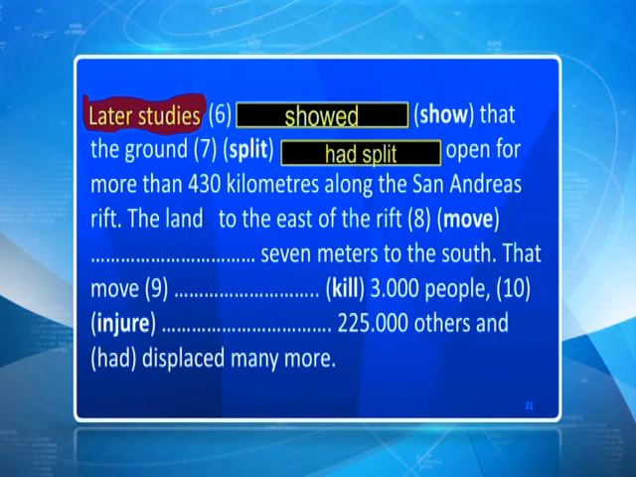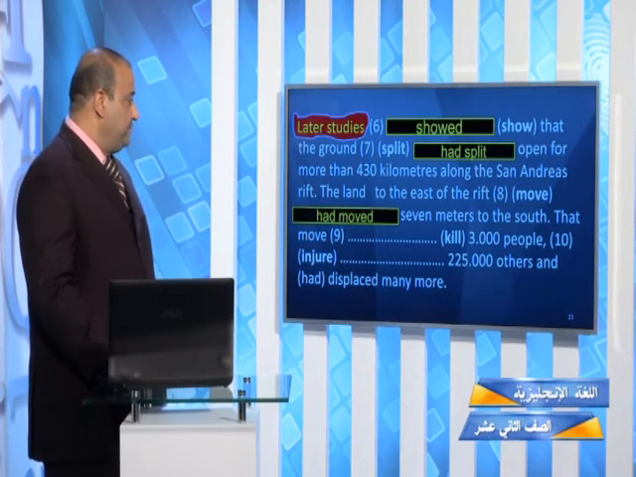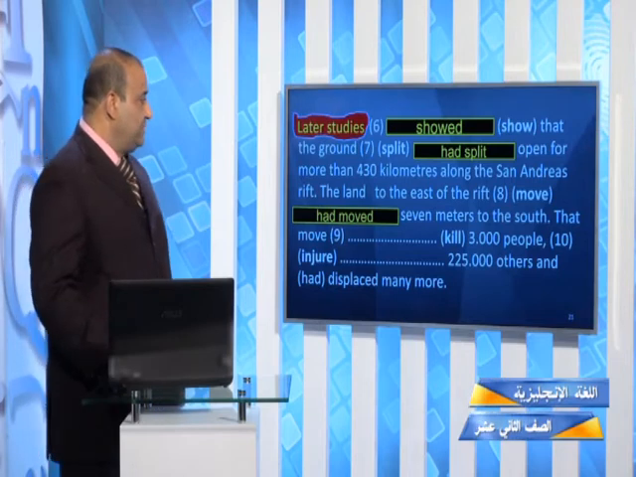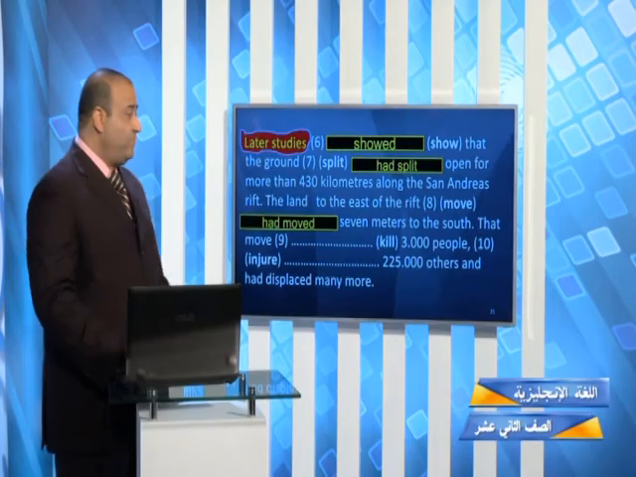The land to the east of the rift, verb to move, 7 meters to the south. Your answer must be had moved, because the studies were talking about something that had taken place before this time. Okay? 7 meters to the south. That move killed 3,000 people, and we have a comma here, which is very important, injure 225,000 others, and had displaced many more. Okay? Again, we are talking about the event that had taken place before the studies.